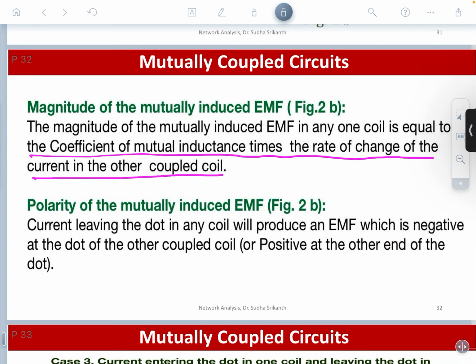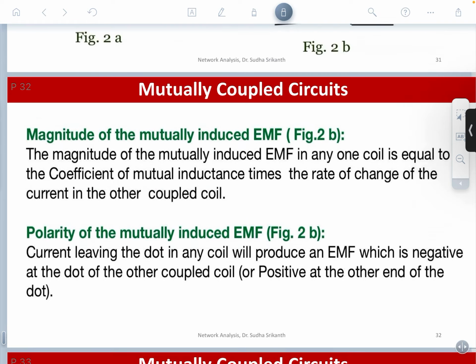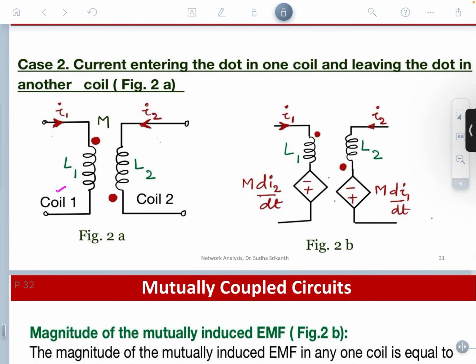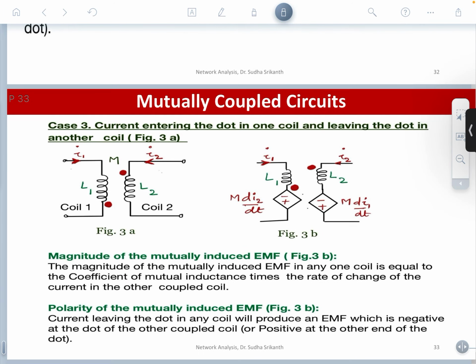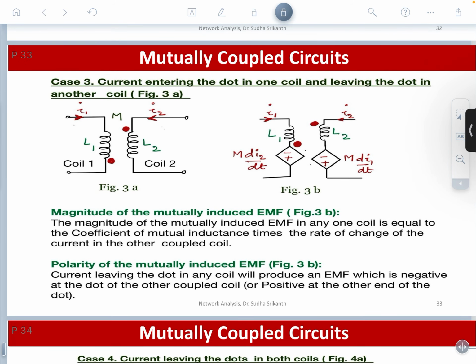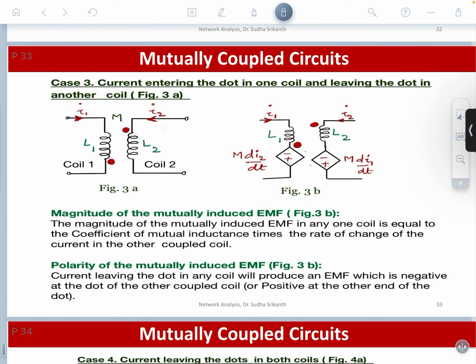So this is how we understand case 2. What is case 2? Current is entering the dot of coil 1 and leaving the dot of coil 2. Now case 3. Case 3 is similar to case 2. I have just swapped the two coils. I1 is leaving the dot of coil 1, and I2 is entering the dot of coil 2.